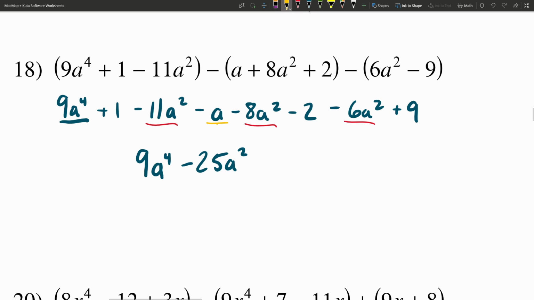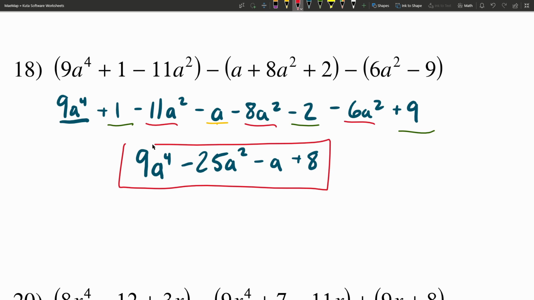So just subtracting a. And then lastly, I have 3 separate constants, 1, negative 2, and 9. 1 plus 9 is 10, minus 2 is going to give me a positive 8, so plus 8. There we have it, 9a to the 4th minus 25a squared minus a plus 8 for number 18.